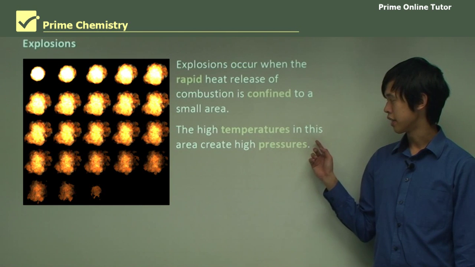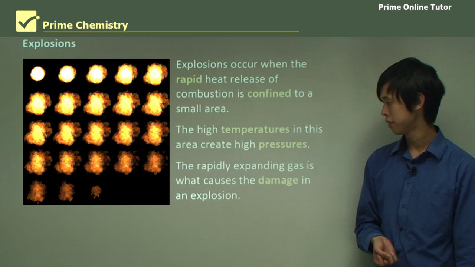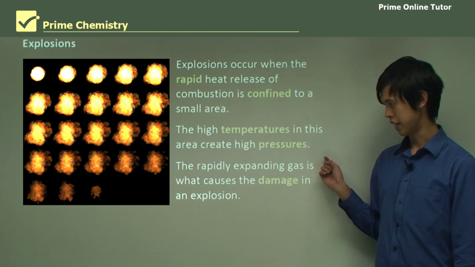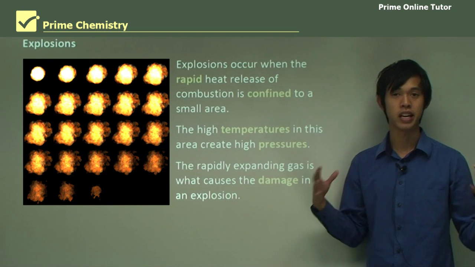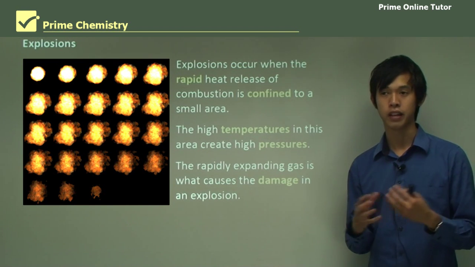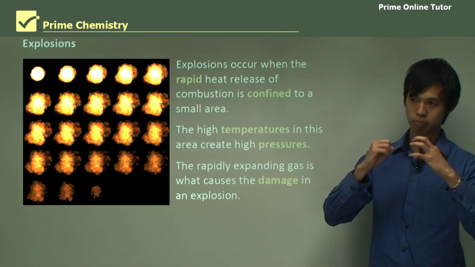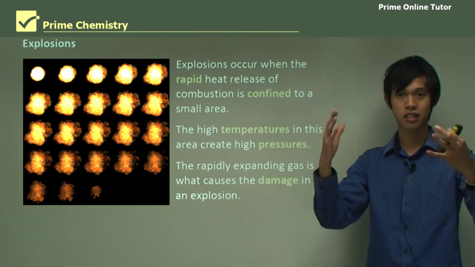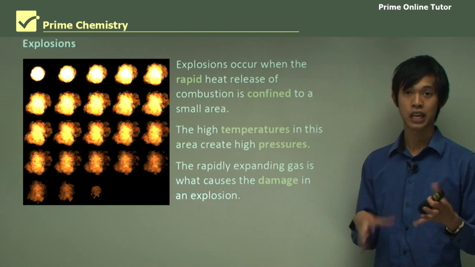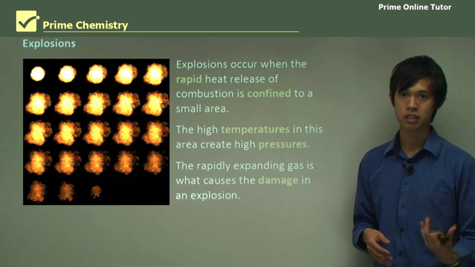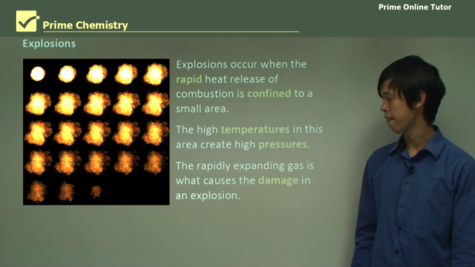So the high temperatures in this area create high pressures. That's what happens in an explosion. And the rapidly expanding gas is what causes the damage in the explosion. So it's the pressure wave, not the actual flame or heat, that generally causes the damage. Okay. So when the gases expand, they're usually the ones doing the damage, not the actual heat of the flame. Though the heat of the flame also contributes. Usually the first damage is caused by the pressure.